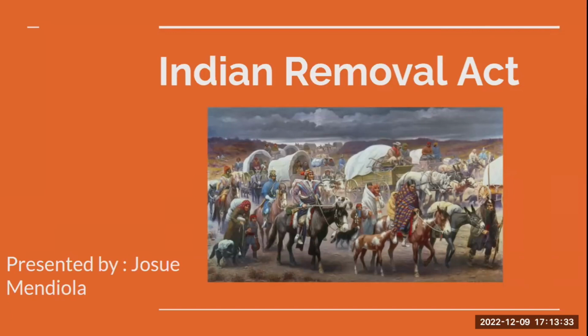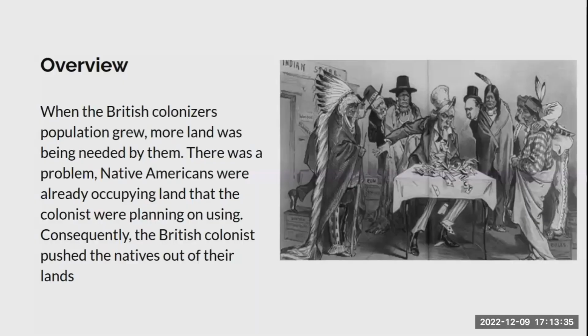So a general overview. When the British colonizers were coming to the new land in North America, at first they were okay with the land they had, but after it became successful, there was more land that needed to be used. So because of this, the British colonizers pushed the natives out of their lands.